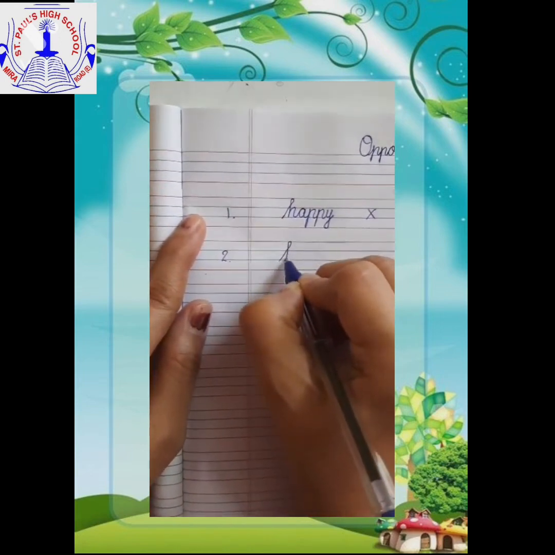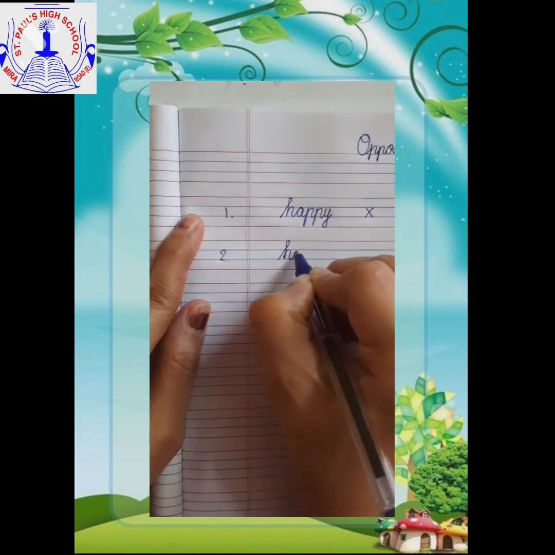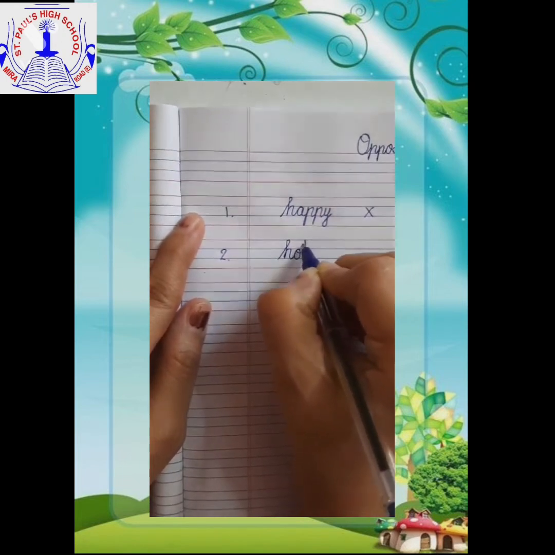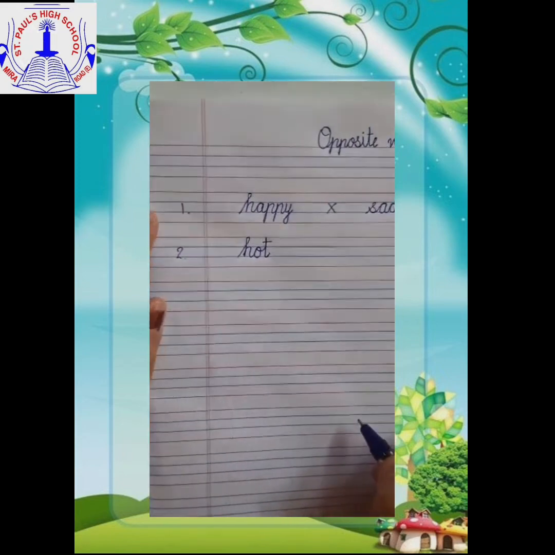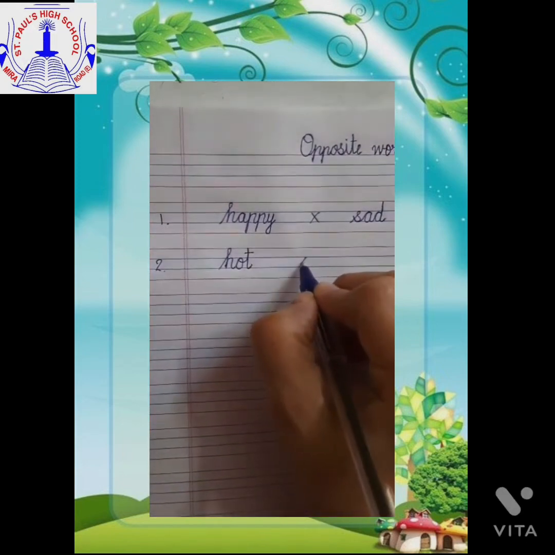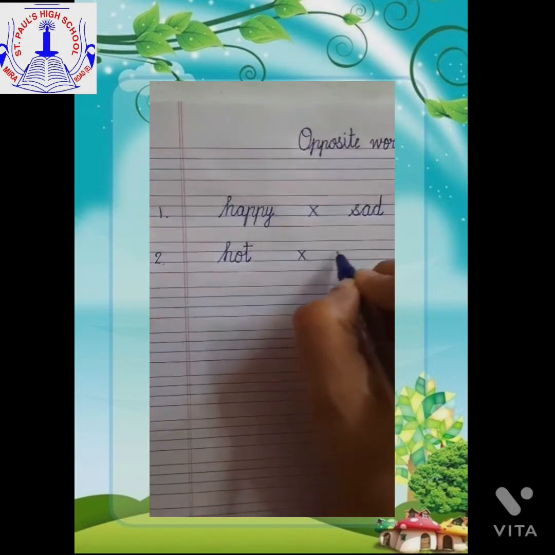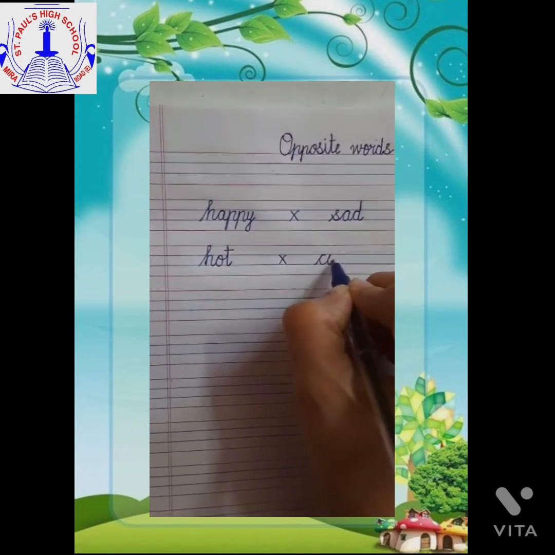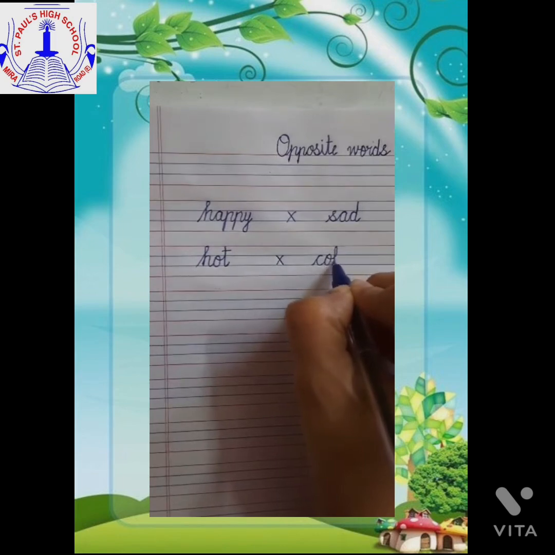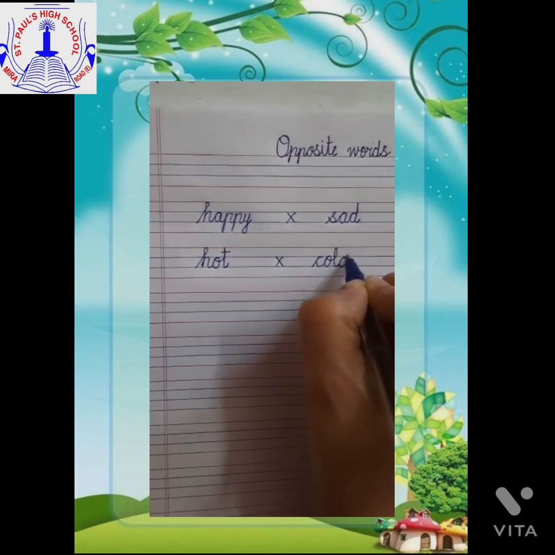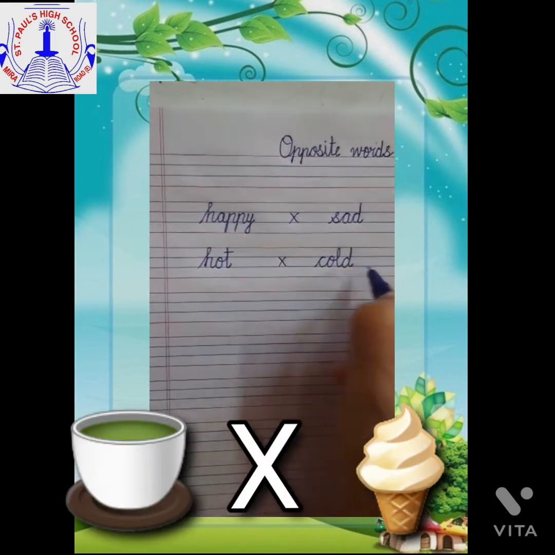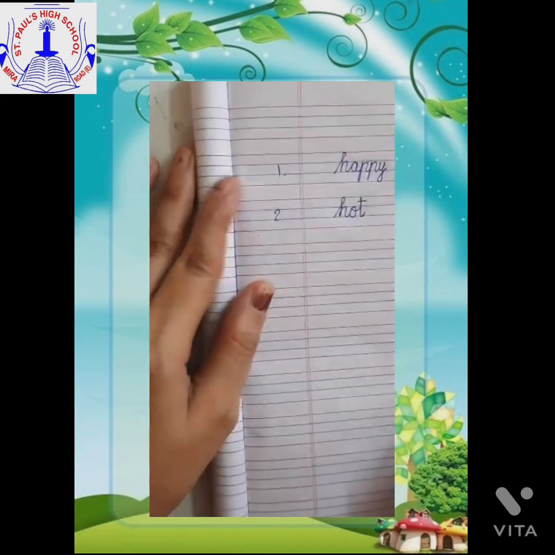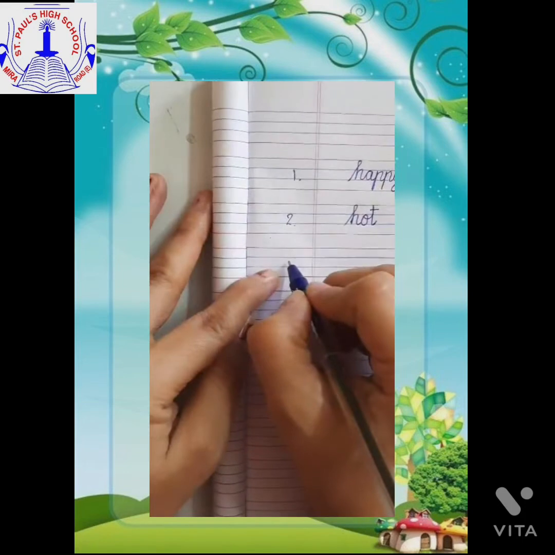Small cursive H joining with O, T. H-O-T, hot. Now leave some space and again put a small cross mark. What is the opposite of hot? It's cold. Small cursive C, O, L, D. The opposite of hot is cold. Now come to the next line, write number 3 in the margin.